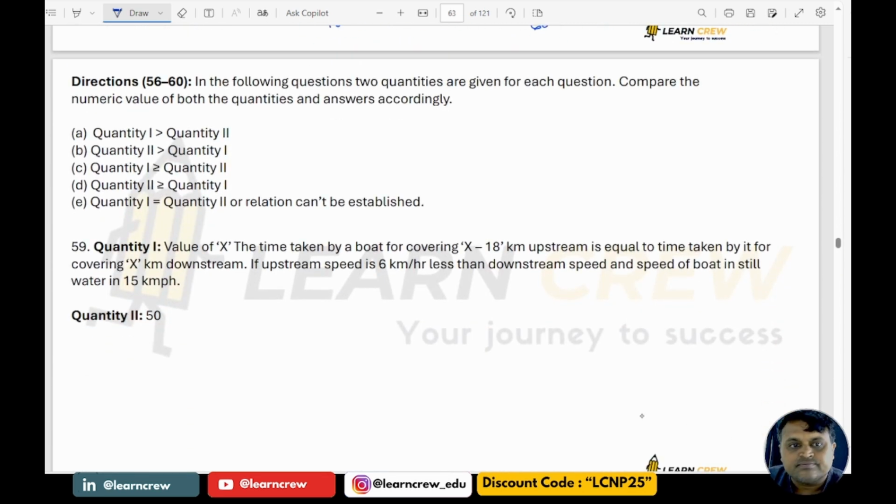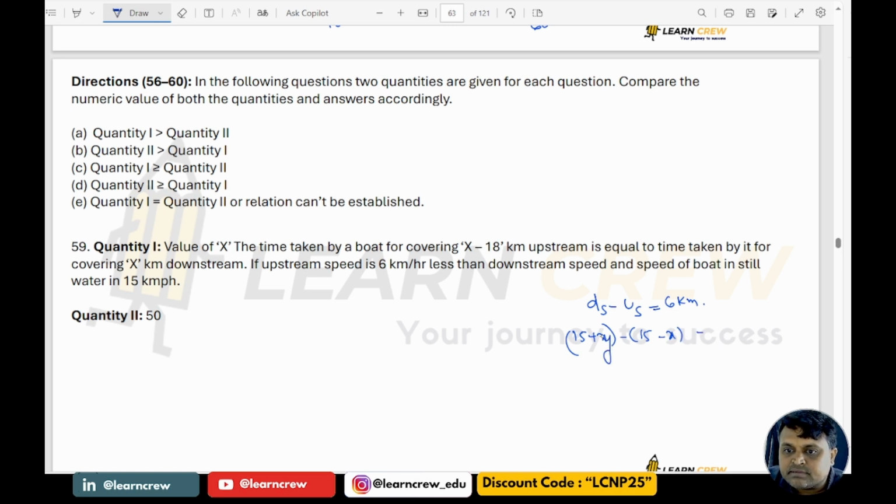Next, 59. Value of X. The time taken by the boat covering X minus 18 kilometers upstream is equal to the time taken by it for covering X kilometers downstream. And the speed of upstream is 6 kilometers less than that of downstream. So downstream speed minus upstream speed is given as 6 kilometers. Here it is given that the speed of the boat in still water is 15.